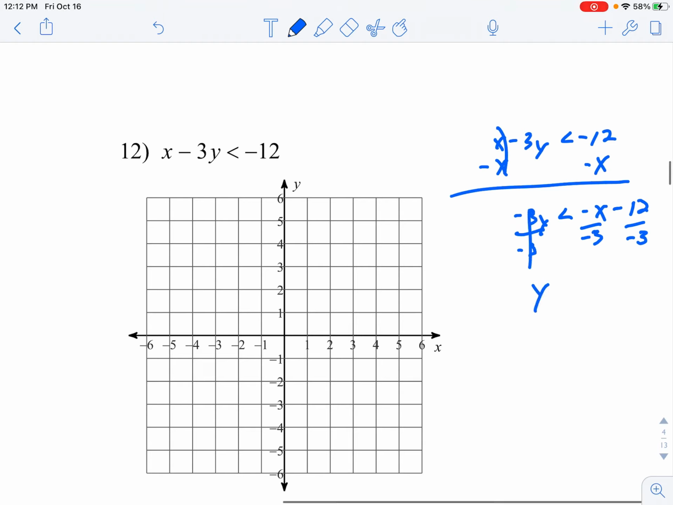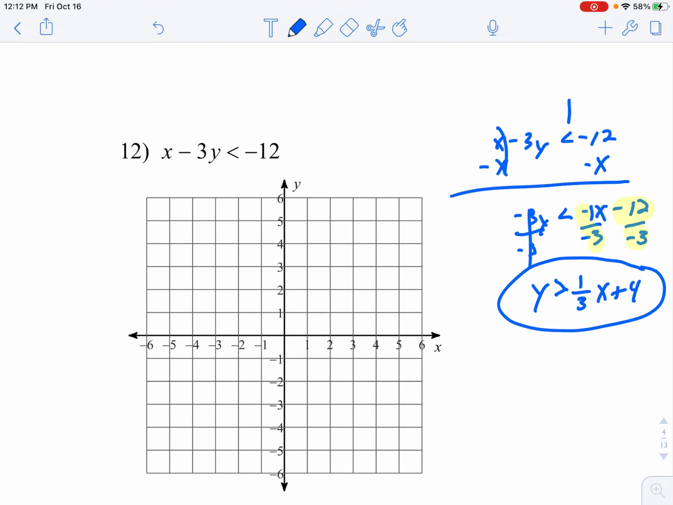There's a rule we've mentioned, maybe possibly you've forgotten, whenever you divide by a negative, you have to flip that sign around. Negative x divided by negative 3, the two negatives cancel. The x, remember, is assumed to have an invisible 1 coefficient, so that would become 1/3 x. And then negative 12 divided by negative 3 is positive 4. So here it is in mx plus b form. It's really important that that sign flips around because we divided by a negative.